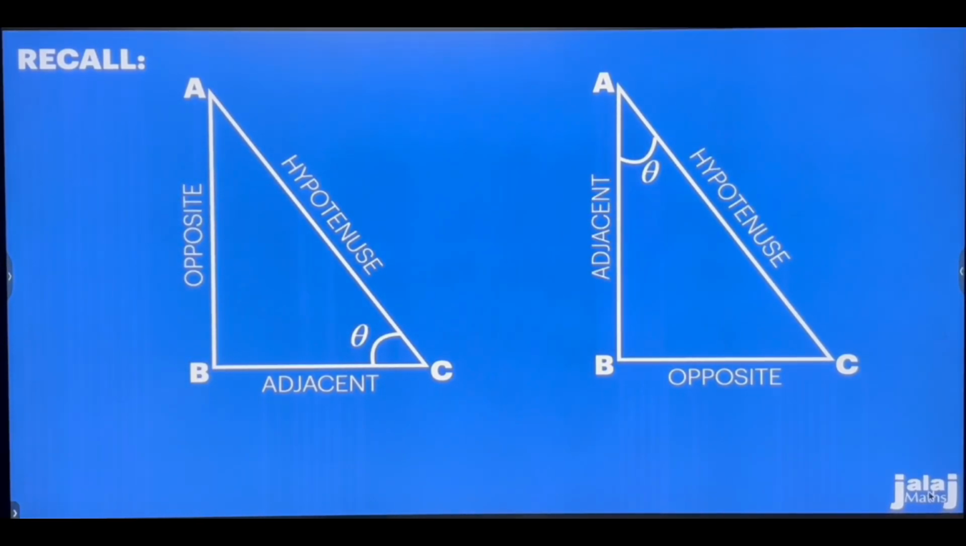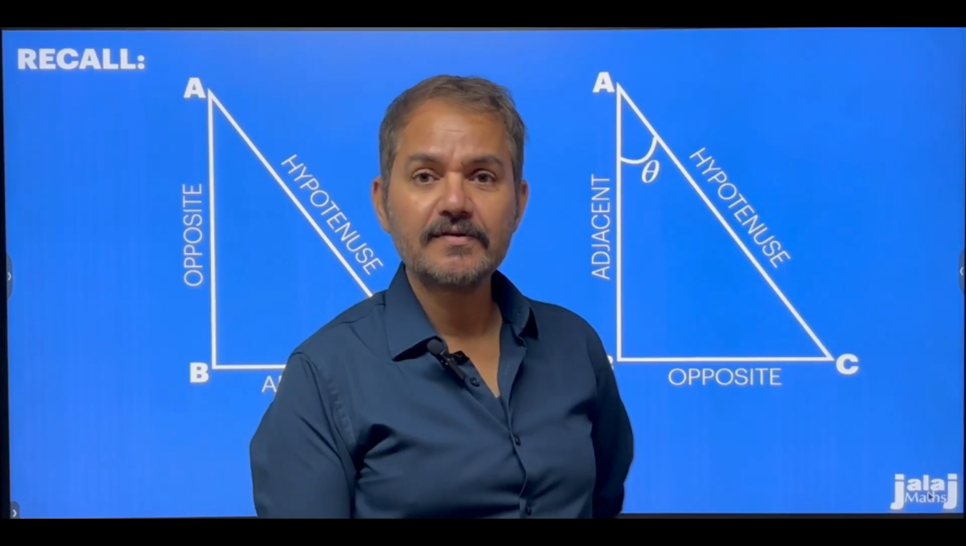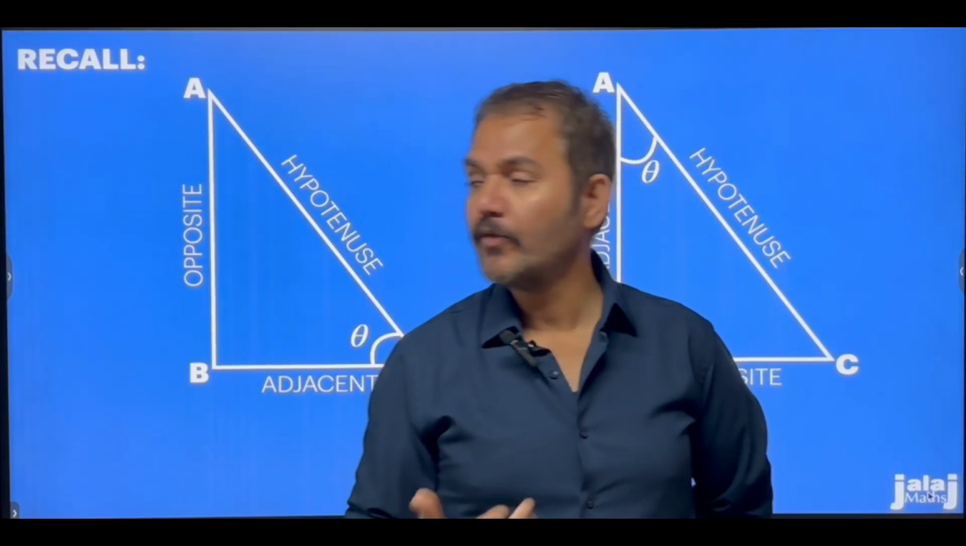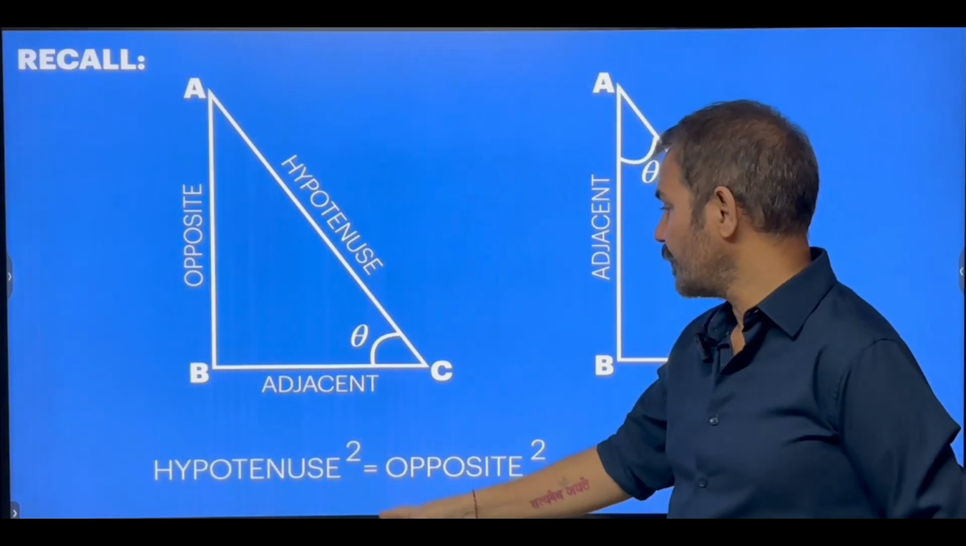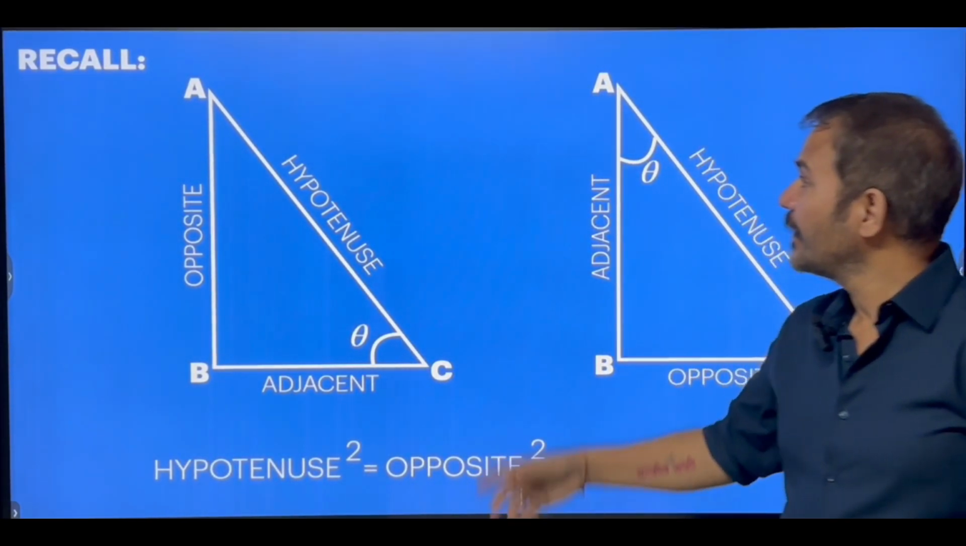Also recall Pythagoras theorem, which says that hypotenuse squared is opposite squared plus adjacent squared. I see often that students learn it as c squared is equal to a squared plus b squared. Avoid that. Learn it as hypotenuse squared is opposite squared plus adjacent squared.